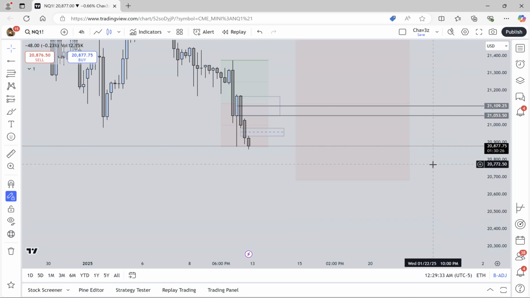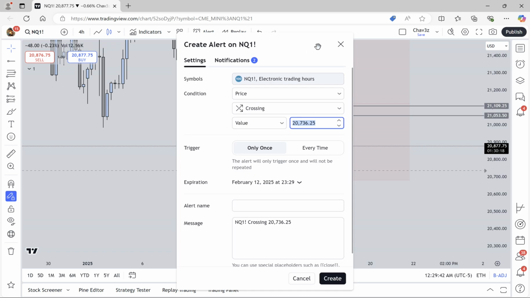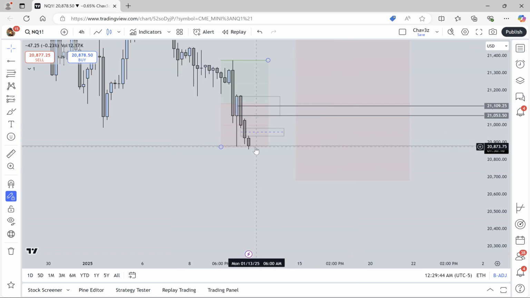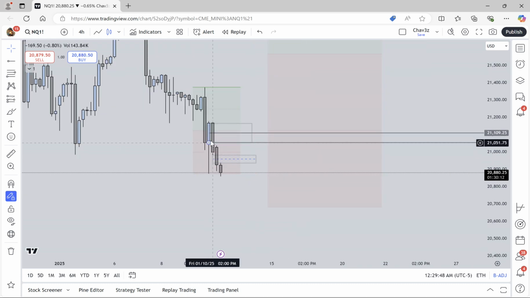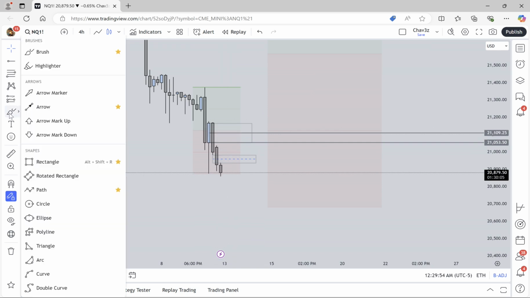And as we can see right now, we're already starting a small continuation. We're starting to come back down underneath the PD array, underneath the discount. So like I said, this order block, the 50% lines up really well with the previous day's equilibrium.